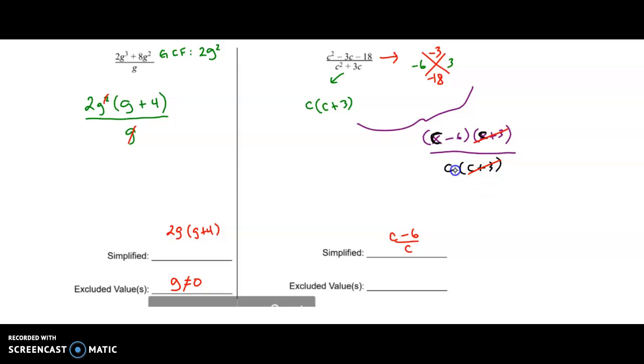And for the excluded values, I'm looking at this denominator here before we cancel things out. This c, the GCF, is a variable, so we know that c cannot equal 0. And then from c plus 3, we know that c cannot equal negative 3.